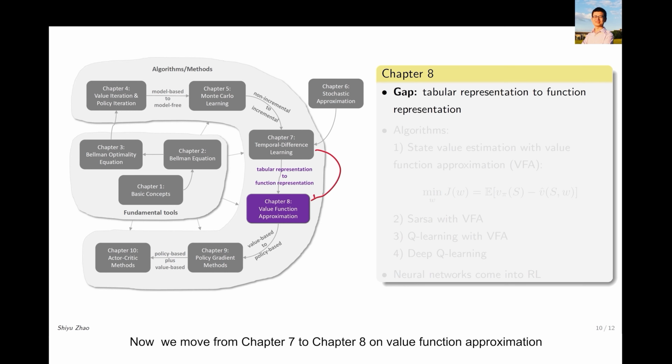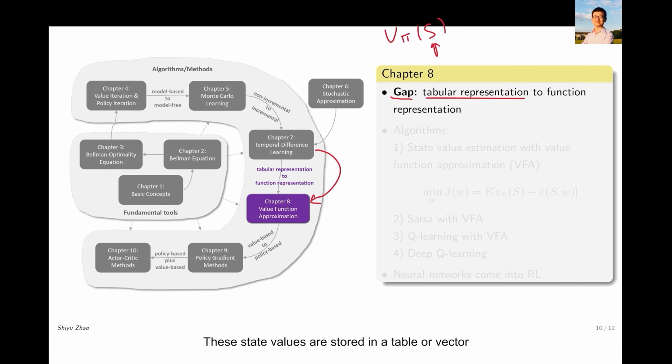Now we move from Chapter 7 to Chapter 8 on value function approximation, where a significant gap exists. What is this gap? Until Chapter 7, all state values were represented in a tabular form. For example, the state value v pi s, where s is a state, and each state corresponds to a state value. These state values are stored in a table or vector, making access or modification quite straightforward. However, the issue arises when there are a vast number of states, or the states are continuous. In such cases, the tabular form becomes inefficient or inapplicable. Therefore, we turn to function representation.